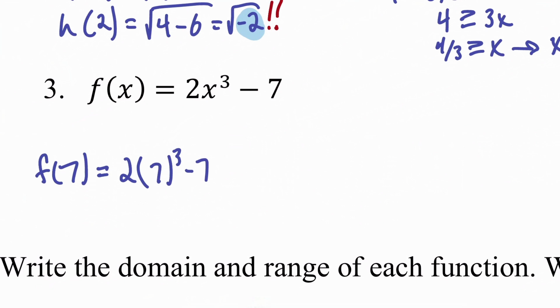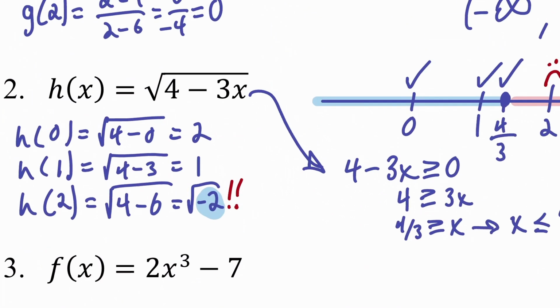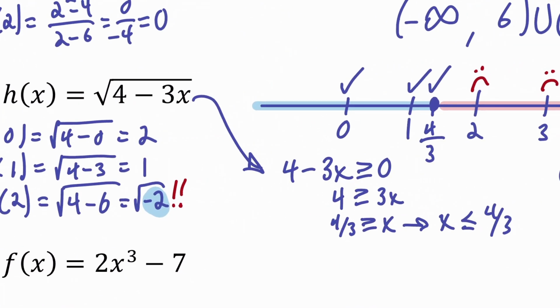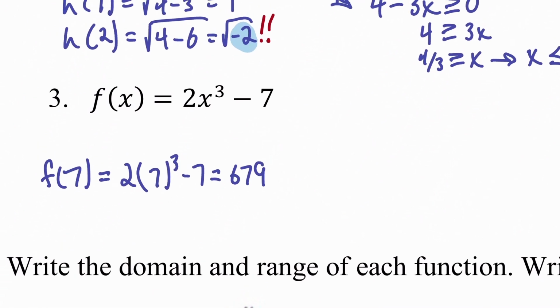343 times 2, and then minus 7. So 679. I get a number, right? And no matter what you pick, you get some number. And so with the previous one, pretty quickly by guessing, we got something that didn't work, and that made us realize, oh, we're going to have to set up an inequality and figure out where that breaking point is.